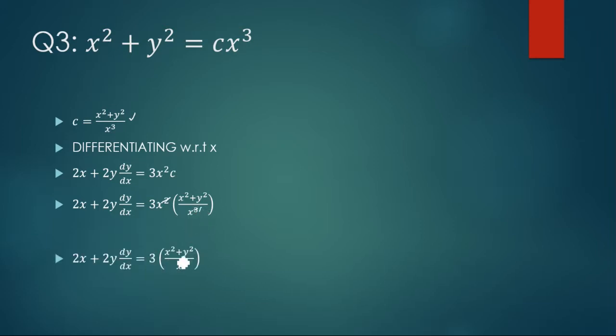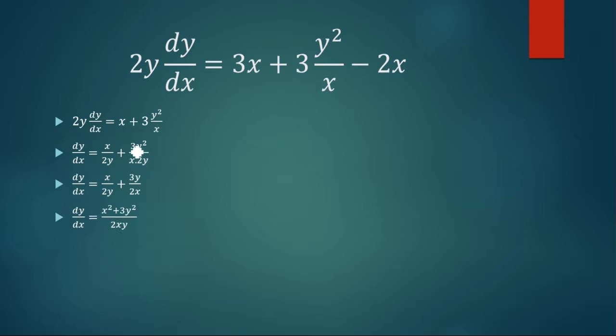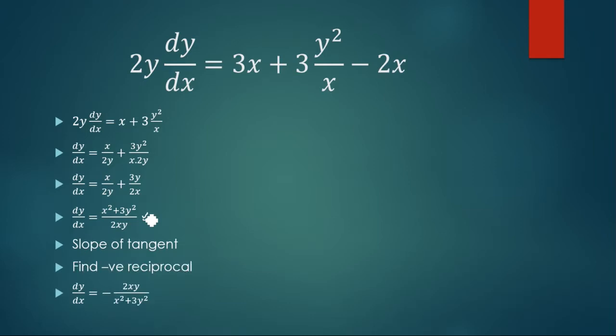So now I'll just open up the bracket and we have got this 2x, I subtracted to the right hand side. We've got 2y dy by dx equals to 3x plus 3y square by x minus 2x, right? So now we are given with this equation. Now what we do is I take this 2y, divide the whole equation by 2y, so we have got x by 2y plus 3y square by 2xy. Now this is a slope, we had to find the negative reciprocal, so we've got dy by dx equals to minus 2xy upon x square plus 3y square.